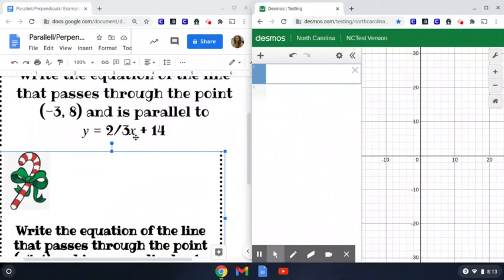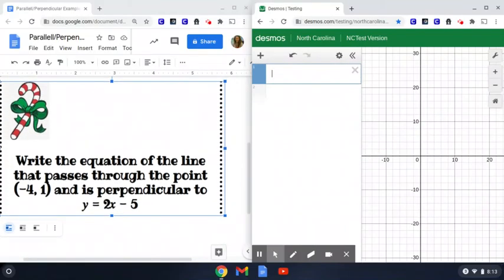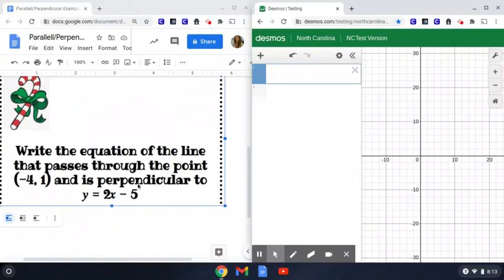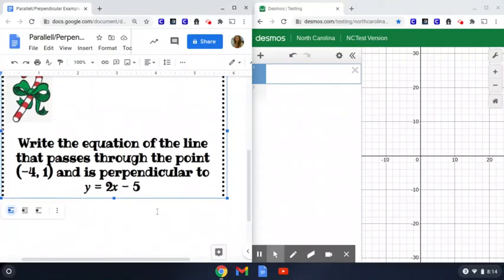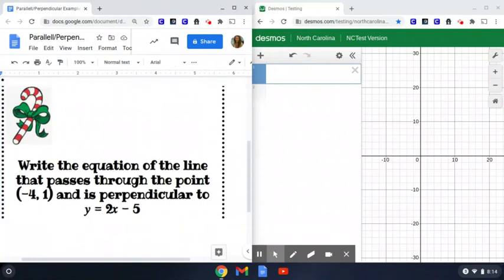Now we're going to look at a perpendicular example. And perpendicular lines, remember, have opposite reciprocal slopes. So we want to write the equation of the line that passes through the point (-4, 1) and is perpendicular to this line. So perpendicular slopes are opposite and reciprocal. So right now, the slope is a positive 2.